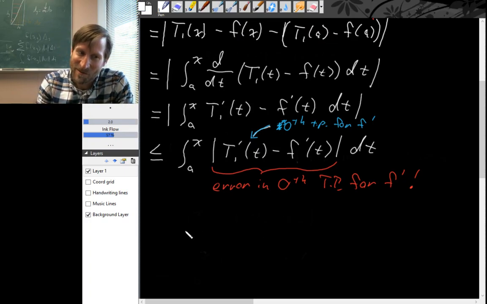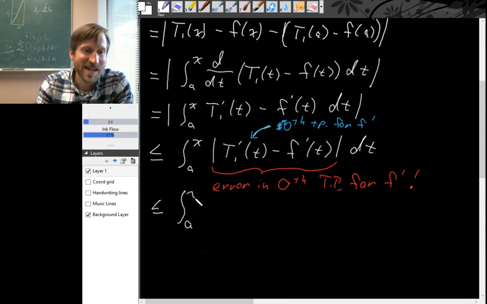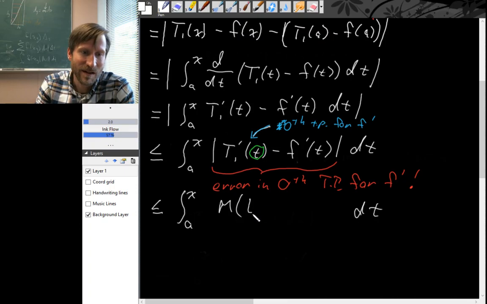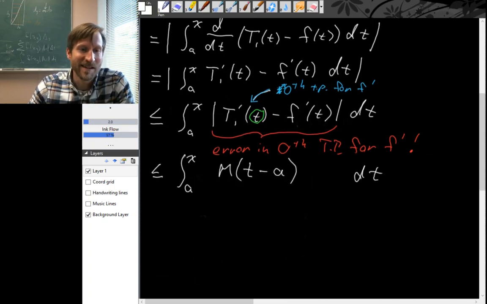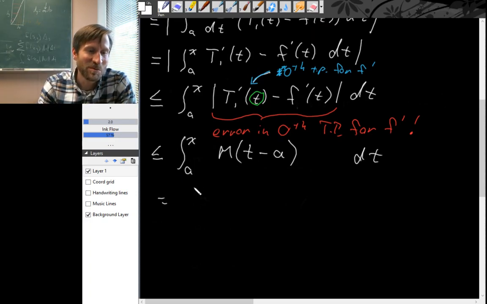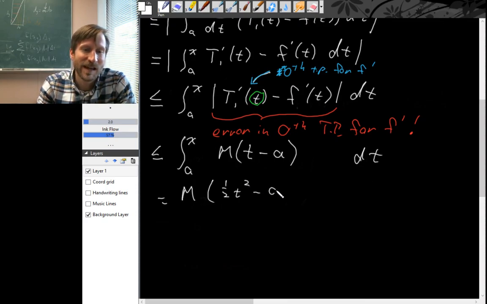But from the last video, we have some idea of what the error in the 0th Taylor polynomial is. So integral from a to x of our error bound from the last video says that this absolute value inside is definitely no bigger than capital M times the place where you're evaluating the function, which is t, minus the base point, and the base point is a. All right, so now we can compute this integral. And this integral is very doable because it's a polynomial. I move the M outside, integrate the stuff inside the parentheses with respect to t, you get 1/2 t squared minus a times t. Evaluate this at a and at x.